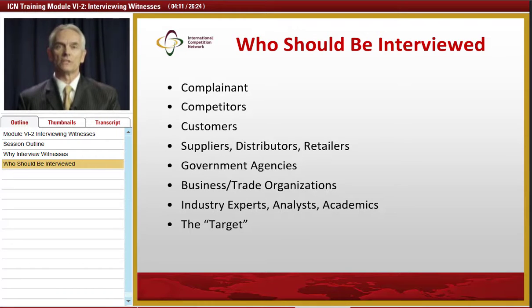Every major business and professional organization has some form of a trade organization, and these trade organizations routinely collect information about their members and about the business, and they can be useful sources too. Industry experts, analysts, and academics who study these different industries that we may be investigating often have collected huge amounts of information about the industry and are often very willing to talk to you if you reach out to them and can find them. And lastly, as I said, the target, we usually save the target to the end of the investigation once we know a lot more about what we're looking into.